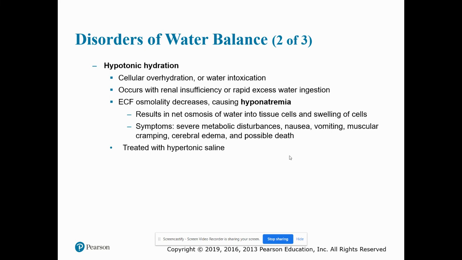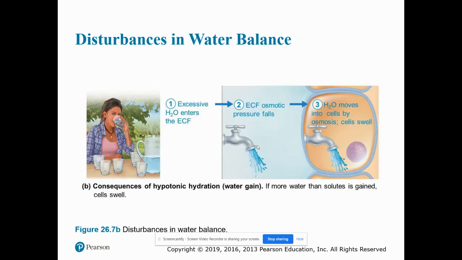So with dehydration, the cells are losing water. With hypotonic hydration, the cells are going to gain water. They're going to swell. Symptoms include severe metabolic disturbances, nausea, vomiting, muscular cramping, cerebral edema, possible death, and the treatment would be hypertonic saline. So this is somebody who is drinking a lot of water.